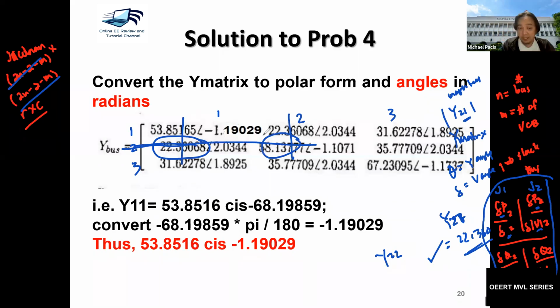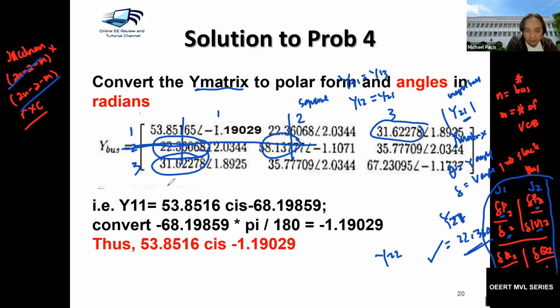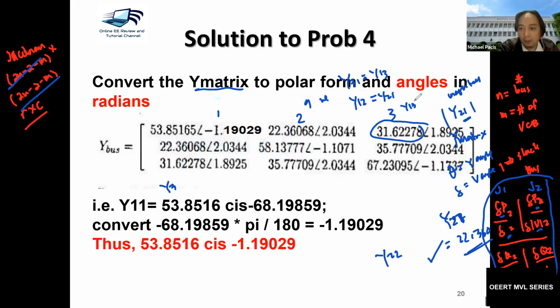As you can see, the Y matrix, as I mentioned, is a square matrix. So if that is a symmetric matrix, Y12 is also Y21, and Y31 is equal to Y13. As you can see, one sample is Y13, 31.62 is equal to Y31. Okay, anyway, that is already correct. Okay, let's move forward.